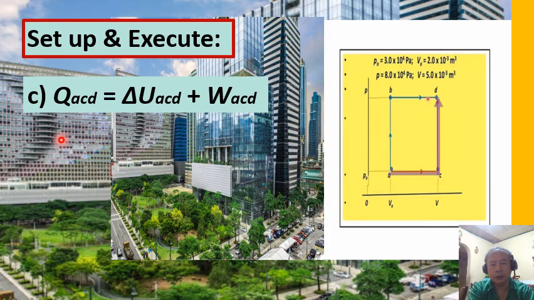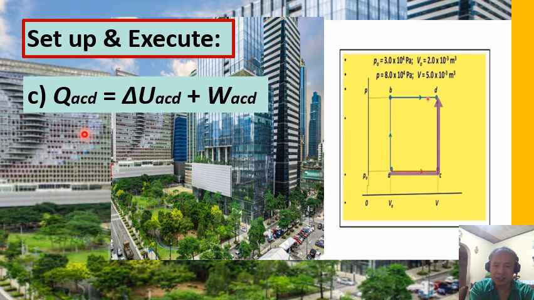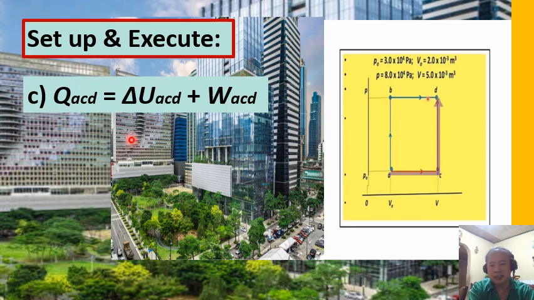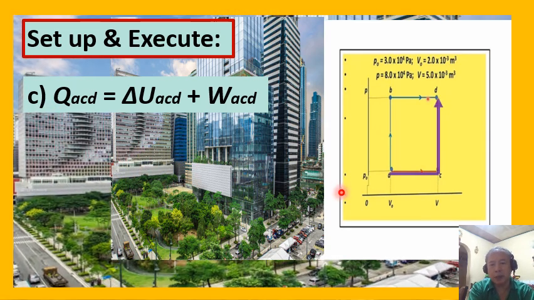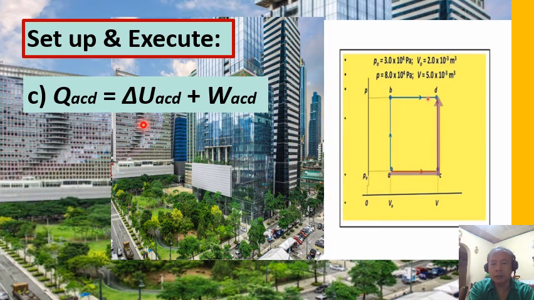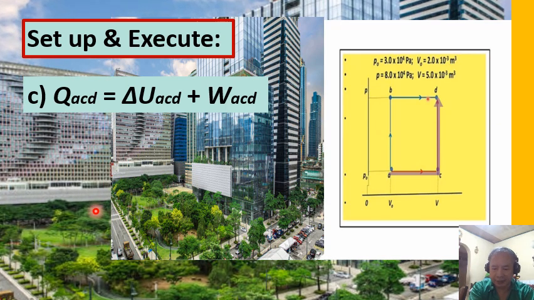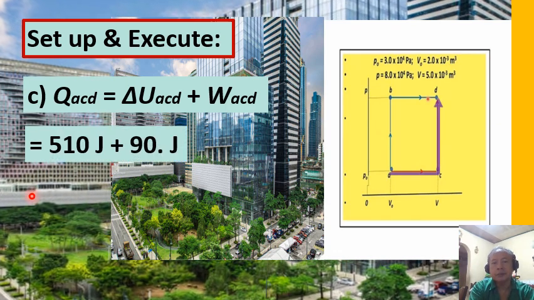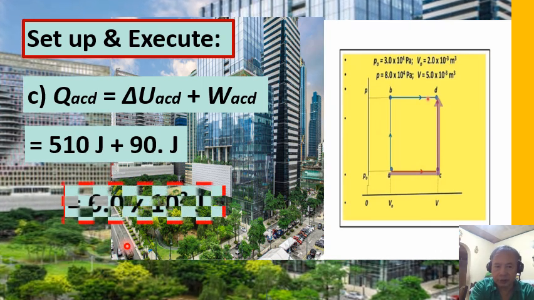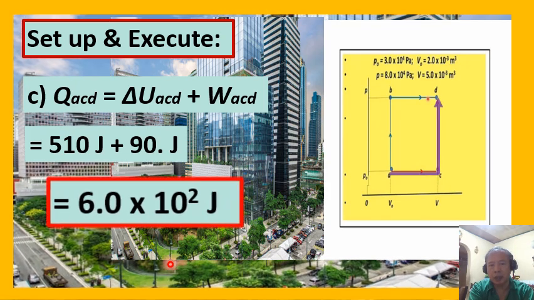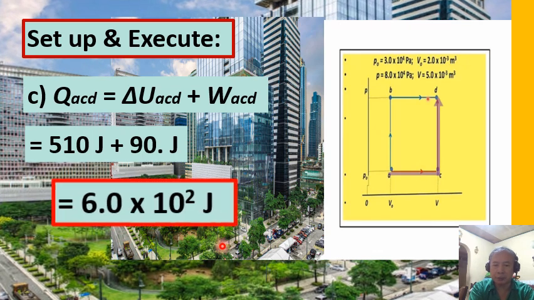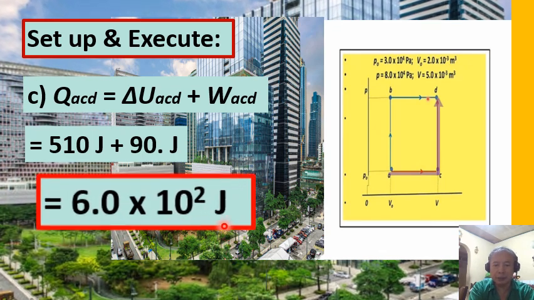Finally, we can now answer the question in part C: finding the amount of heat transferred to the system when it proceeds along the path ACD, which is just equal to the sum of delta U ACD and W ACD, or 510 joules plus 90 joules. That is, the amount of heat transferred to the system along the path ACD equals 6.0 times 10 to the second power joules in two significant figures.